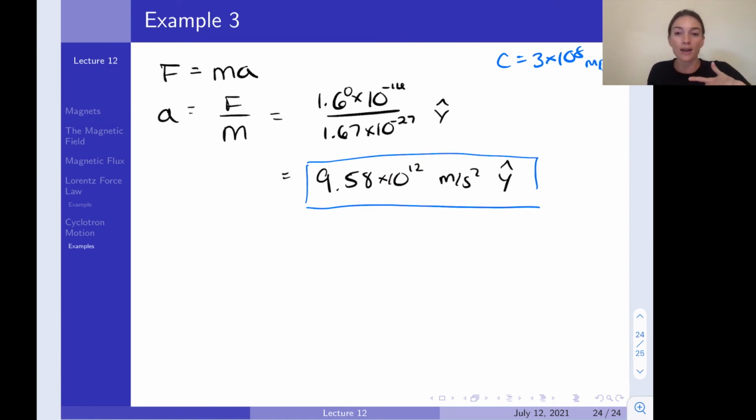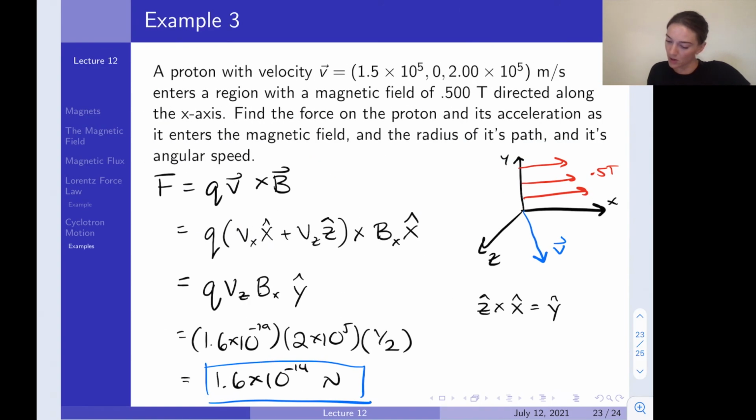So it's actually okay to have an acceleration that looks like it's bigger than the speed of light, because you're not actually going to be going the speed of light. Okay, now we found its acceleration. We want to find now the radius of its path once it gets into this magnetic field.